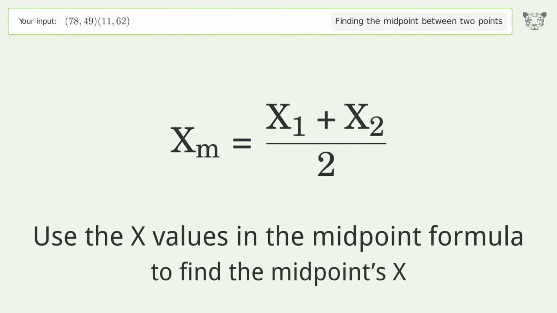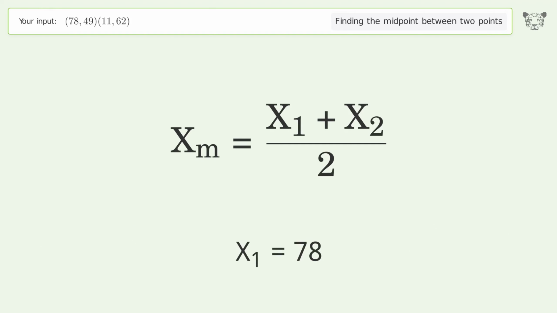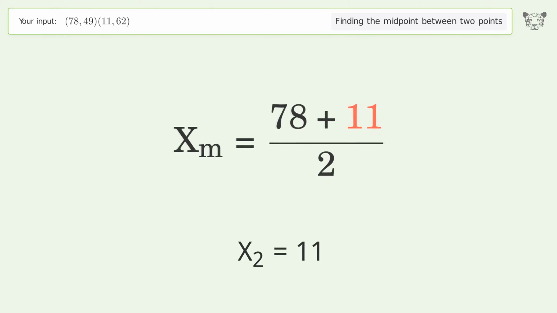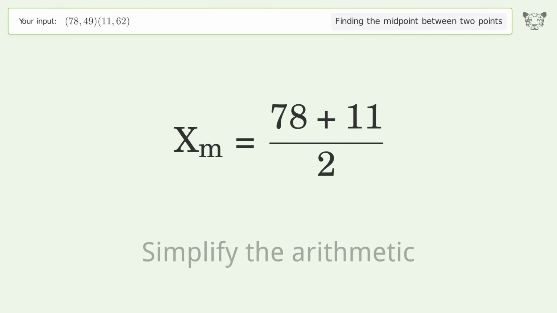Use the x values in the midpoint formula to find the midpoint's x. x1 equals 78. x2 equals 11. Simplify the arithmetic.